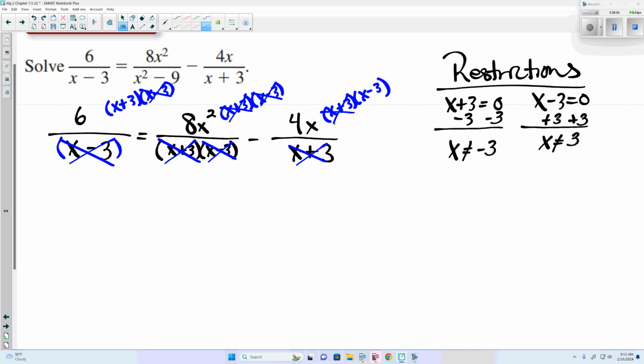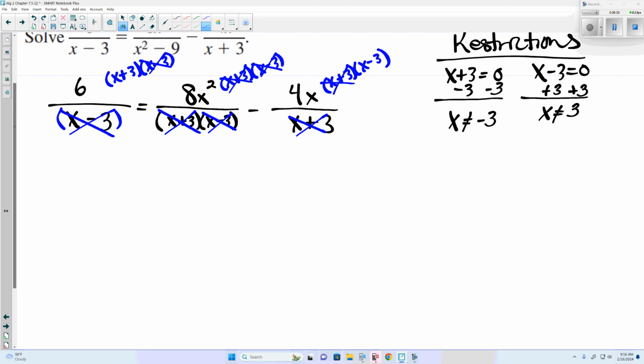And for this one here, we didn't need x plus 3 or x minus 3 more than once, because in each of the denominators, it only shows up once. We don't have an x minus 3 times x minus 3. Questions on this here? Now, when we look at what's left, 6 is being multiplied by x plus 3, equal to our middle term. We had 8x squared, but everything we multiplied by simplified with the bottom of the fraction, so it is just 8x squared minus 4x times x minus 3.